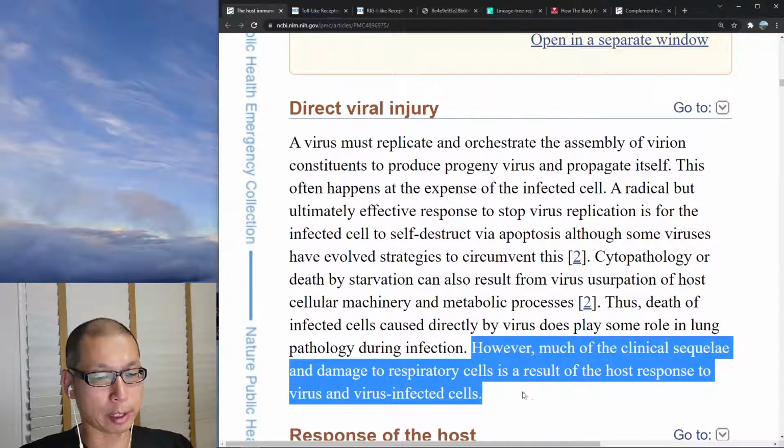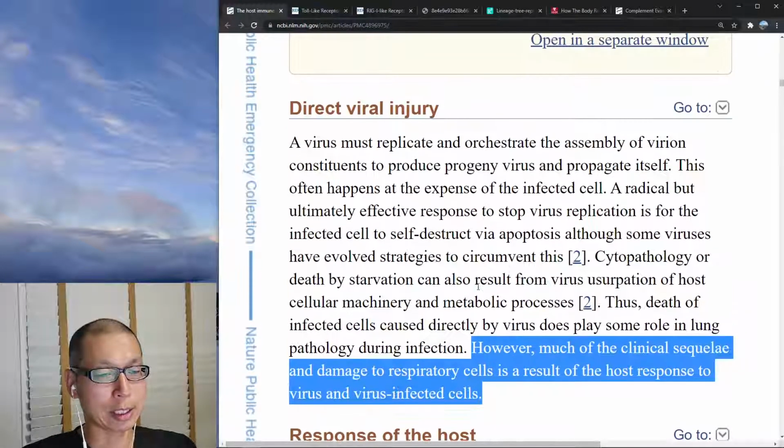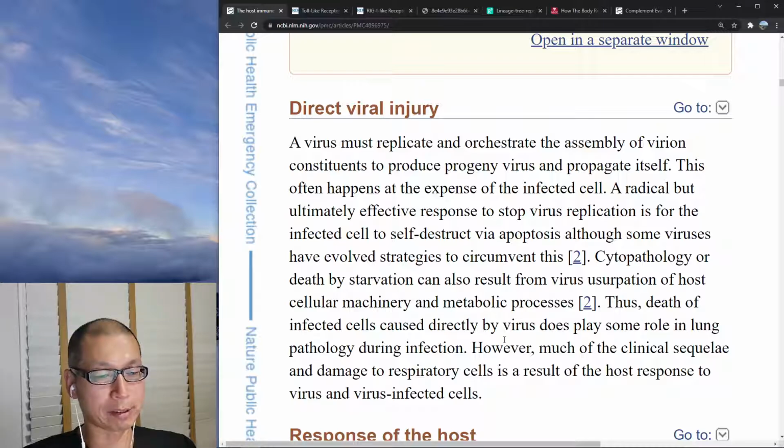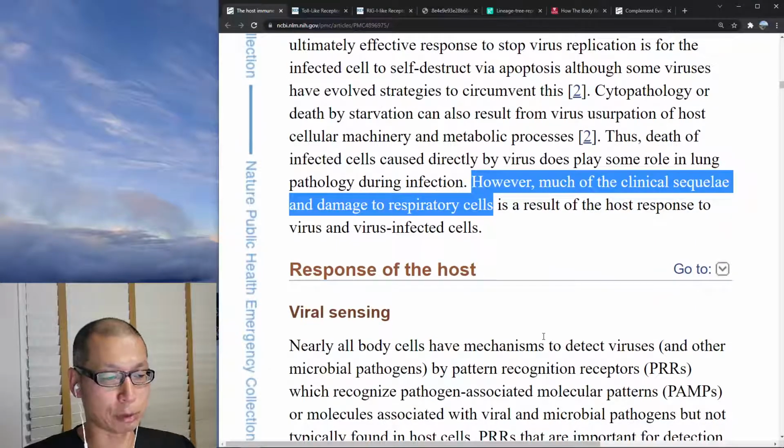However, this is the important thing, much of the clinical sequelae and damage to respiratory cells is the result of the host response. So in most of these viruses, it's not the virus itself that causes all the problems, like the lung damage and being on a ventilator and having GI problems and all kinds of stuff like that. That's not what's causing the damage to you. It is the response. It's your immune response.